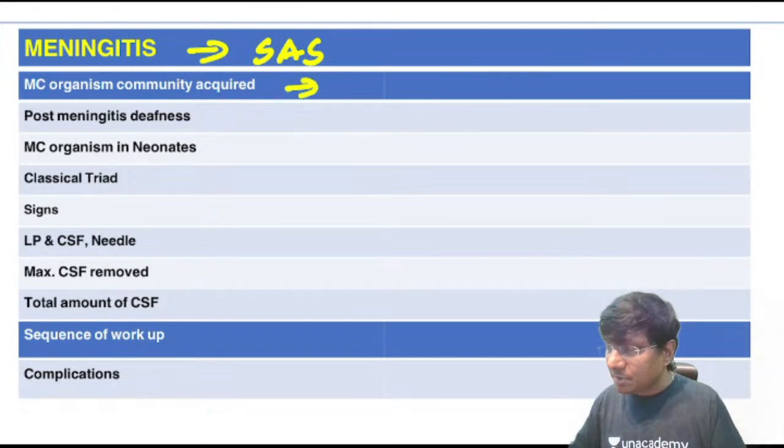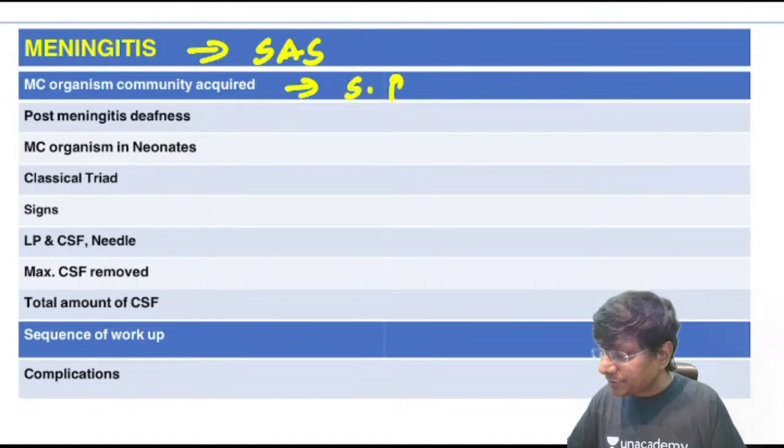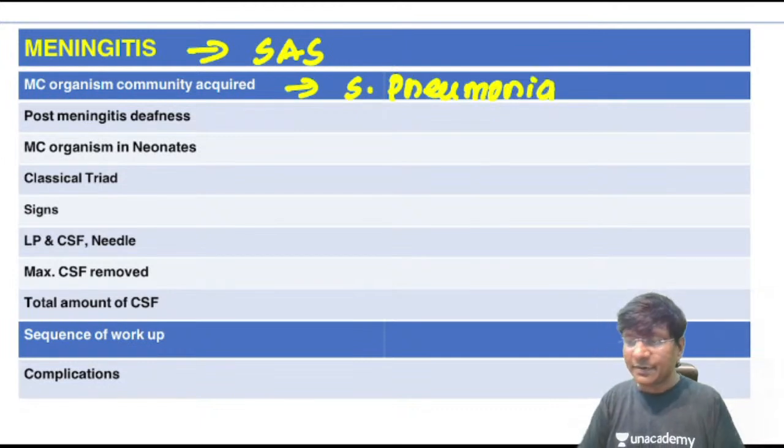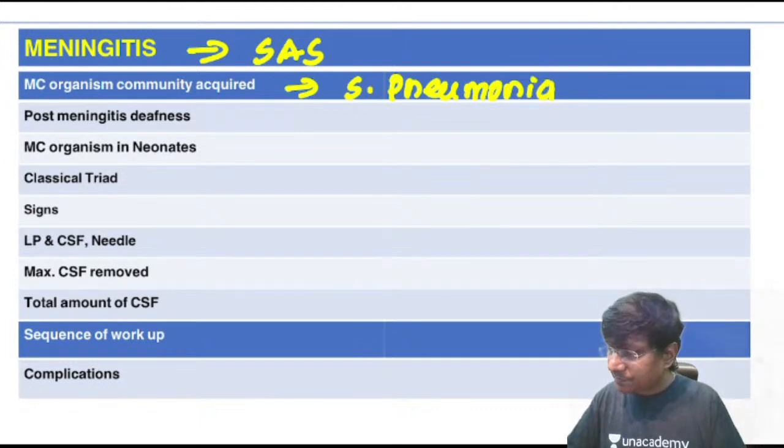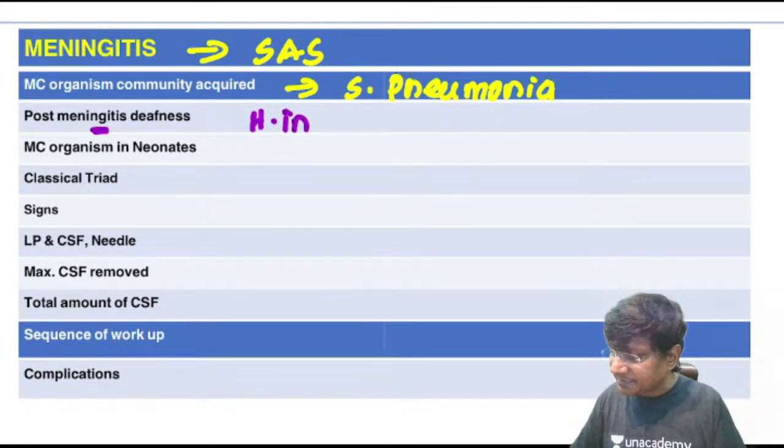Now, what is the most common organism responsible for community acquired meningitis? That will be Streptococcus pneumoniae. Now, what is the organism responsible for post meningitis deafness? Please remember, the organism is Haemophilus influenzae.